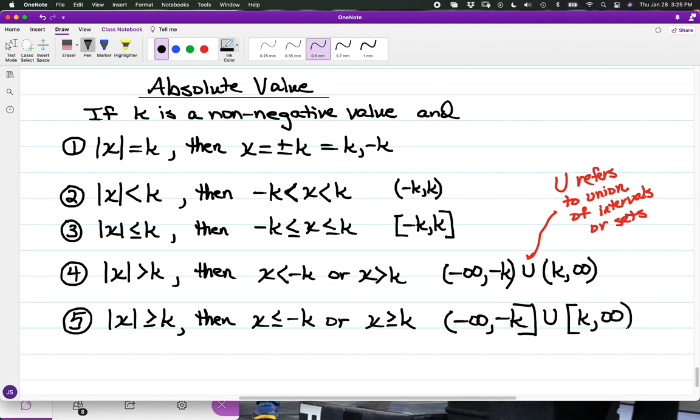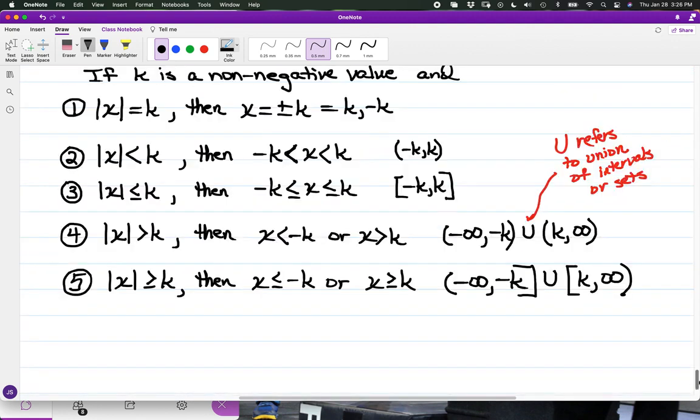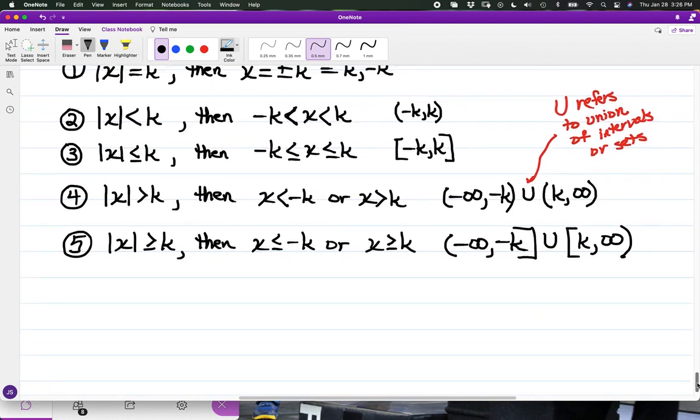Okay, so these are the possible cases that exist for what we have here. And let me just give you a couple of cases where we have absolute value inequalities, and let's say we are looking at determining the interval solutions.